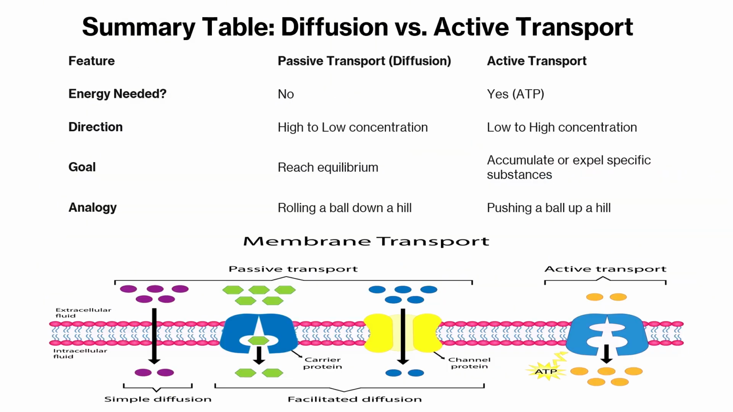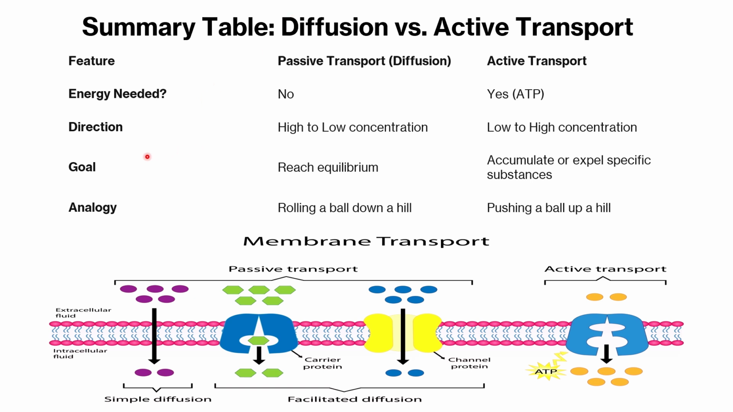Students, to make things really simple for your understanding, let's look at this comparison table. This is exactly how you should think about these two processes when you are answering exam questions. First of all, let's look at energy. For diffusion, the answer is no, meaning no energy is required. This is a passive process. But for active transport, yes, energy is required. The cell must spend ATP, which is our biological energy currency.